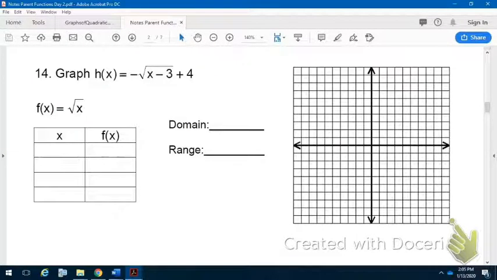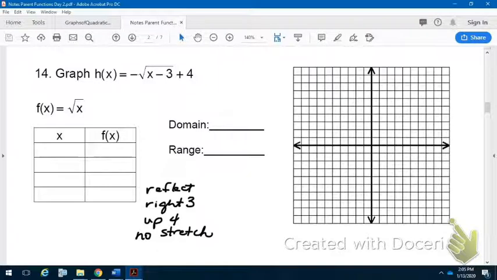Let's just look. The negative means we have a reflection. The minus 3 means you go right 3 units. And the plus 4 means you go up 4. And there is no stretch. There's no number in front of the square root symbol. So our starting point normally is at the origin. But we're not going to start there.